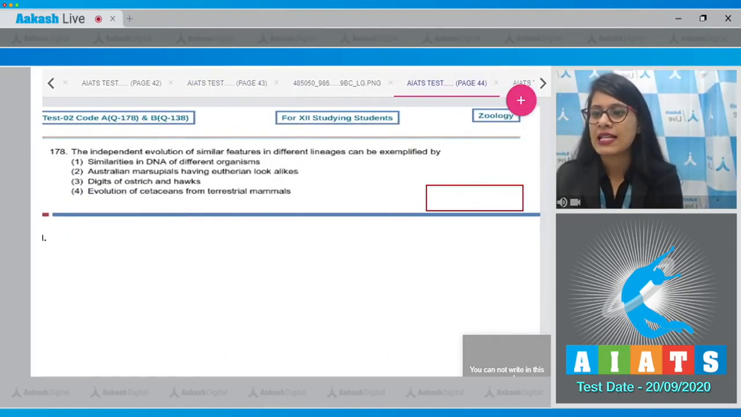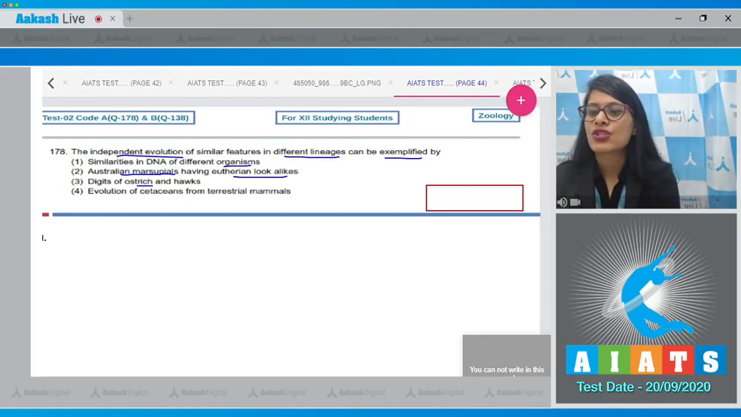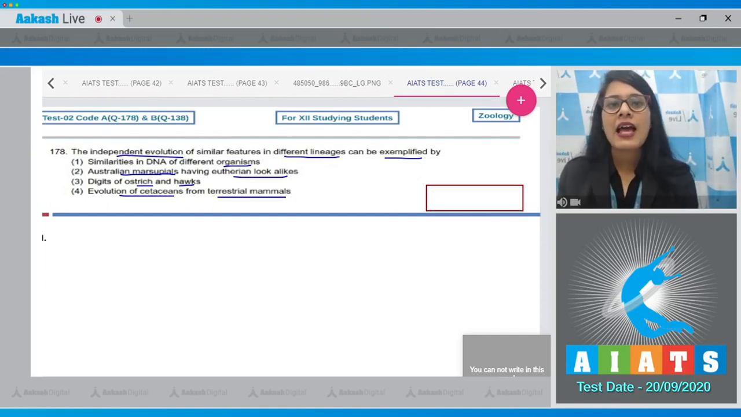Question number 178. The independent evolution of similar features in different lineages can be exemplified by, and the options are, similarities in DNA of different organisms, Australian marsupials having eutherian look-alikes, digits of ostrich and hawks, evolution of cetaceans from terrestrial mammals. The correct answer to this question is option number 2.